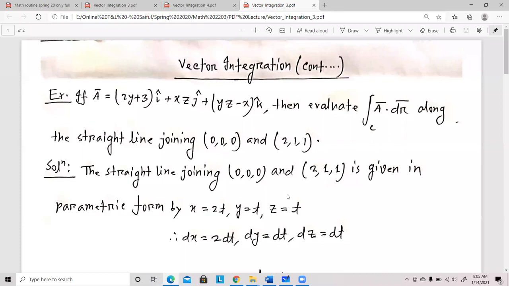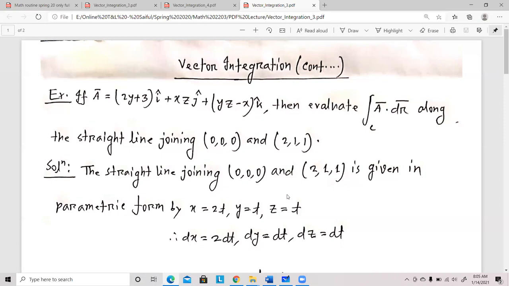In the previous class, we solved a few problems on vector integration. This is the next problem where we are given a vector A and we have to evaluate this line integral A dot dr along the straight line joining 0, 0, 0 to 2, 1, 1.